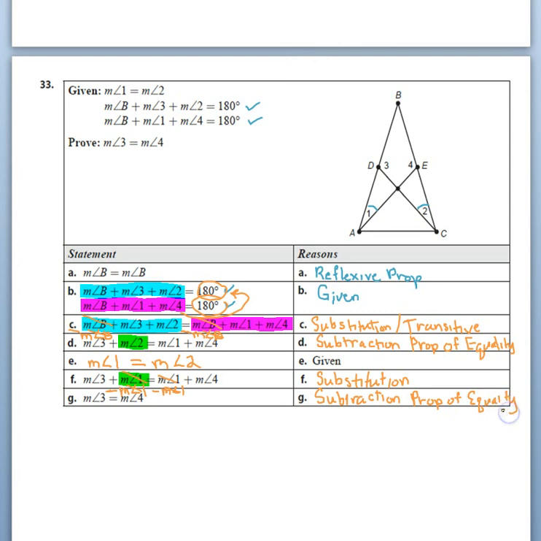So I hope that helps get you started off with proofs on a good foot. Good luck.